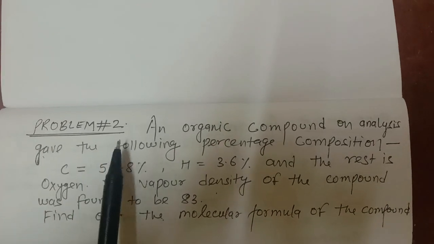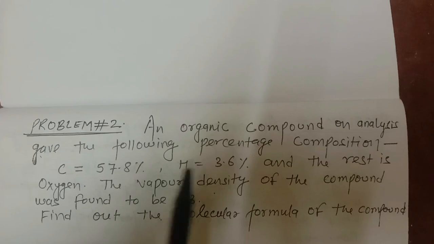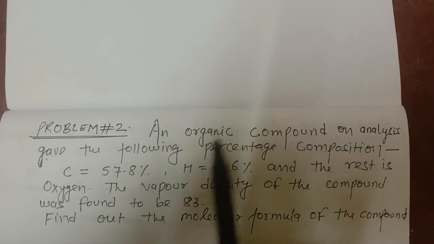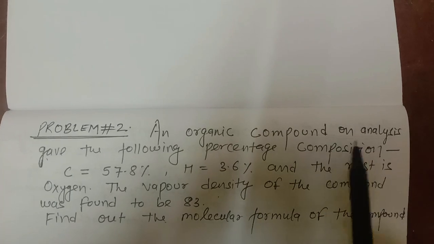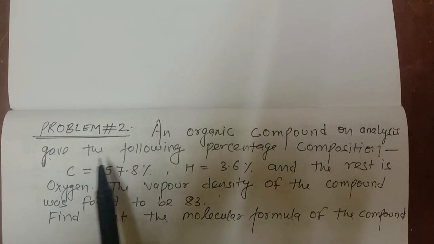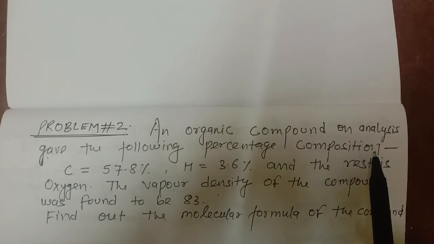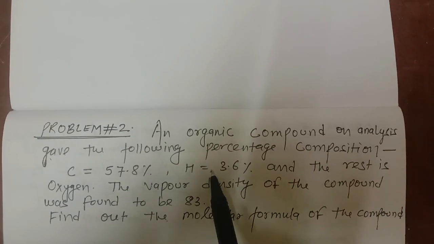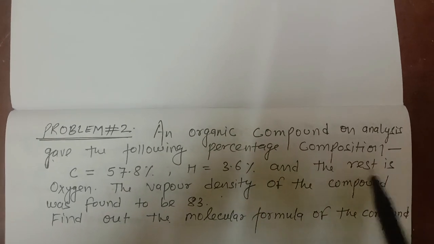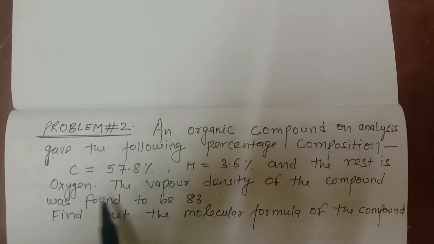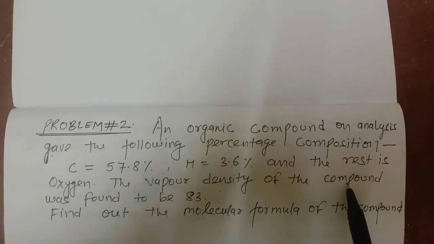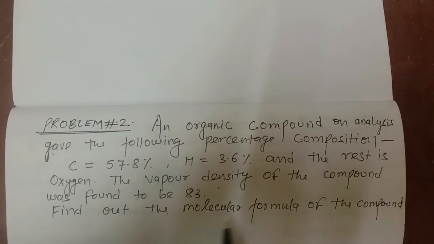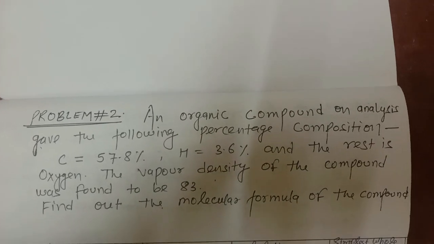Today we will study problem number 2 on molecular formula and empirical formula. Let's see the statement of the problem first, students. An organic compound on analysis gave the following percentage composition: carbon equal to 57.8%, hydrogen equal to 3.6%, and the rest is oxygen. The vapor density of the compound was found to be 83. Find out the molecular formula of the compound.